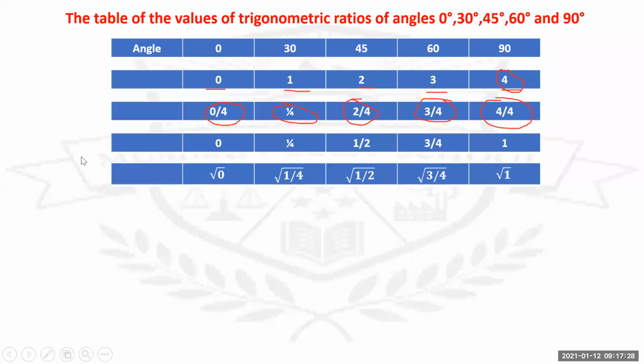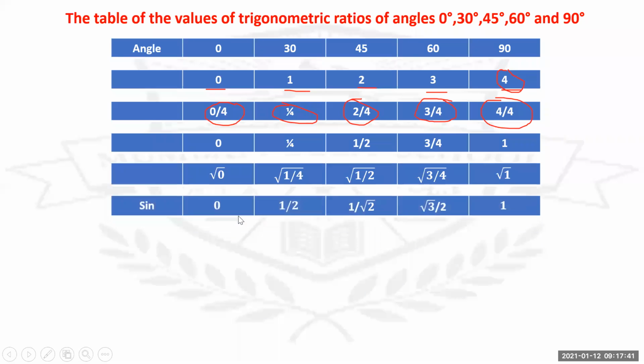what I'm going to do is, I'm going to remove the square root. So after removing the square root, what will I get? I'm going to get the sine value. The sine value. Is this clear?